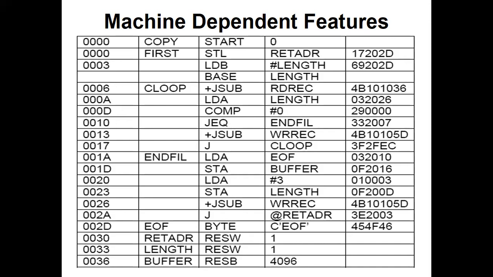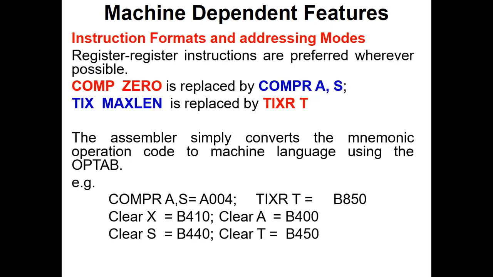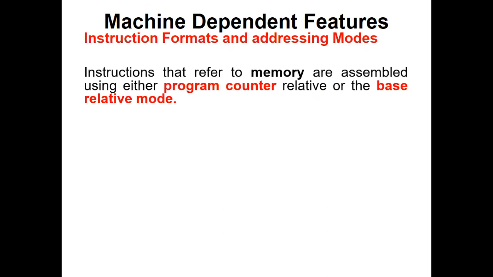Okay. Now, how do we do this? Now, it is very simple, but you have to be attentive. All instructions where the operand is in memory, we translate them using program counter or base. You remember, we have the flags for program counter and the base. So all instructions where the operand is in memory, that means where you have a variable, you translate them using program counter or base.